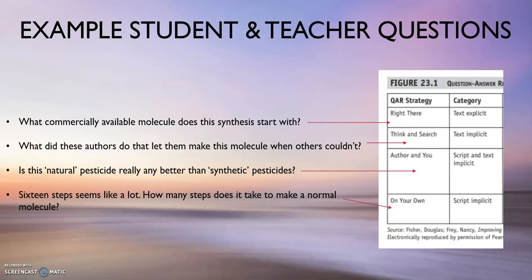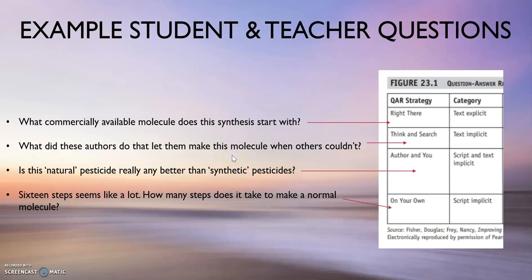So here are 4 example questions with their classifications. The first question, what commercially available molecule does the synthesis start with, is a question that can be answered directly from the text. There's a sentence in there that says that this synthesis began with the commercially available molecule pelargone. And so that's a right there question.